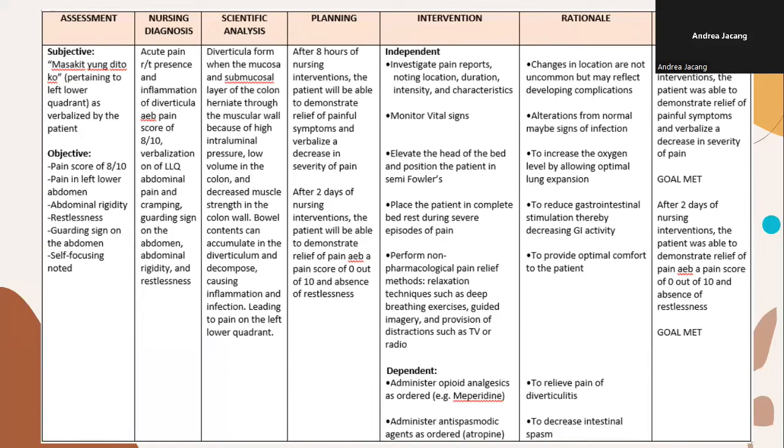For the dependent nursing interventions, administer analgesics as ordered, for example, meperidine. This is to relieve pain of diverticulitis. Another is to administer antispasmodic agents as ordered, for example, atropine. This is to decrease intestinal spasm.